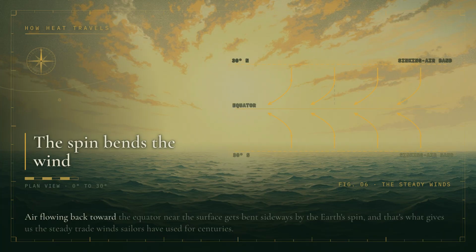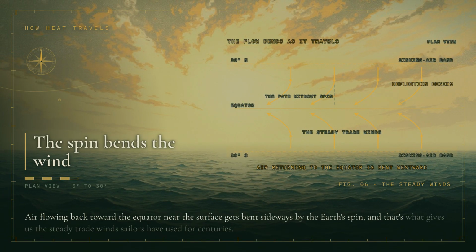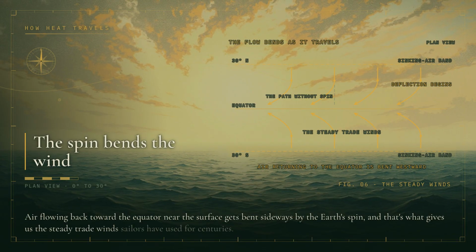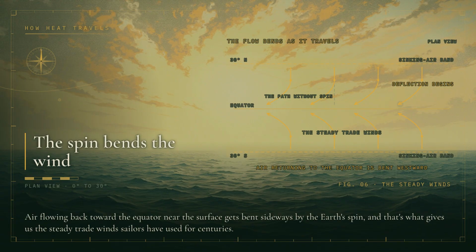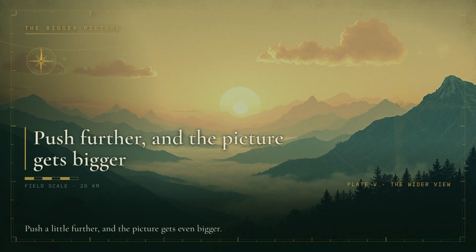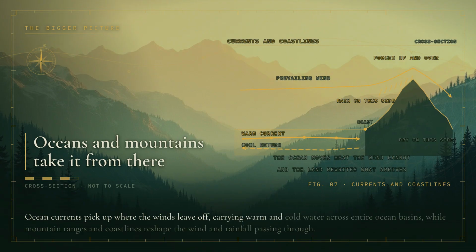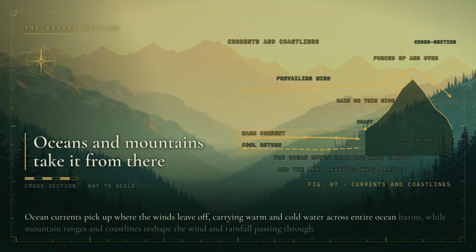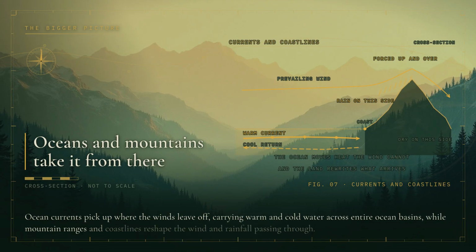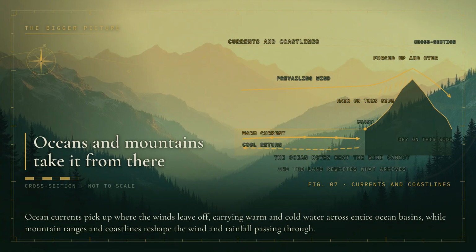Air flowing back toward the equator near the surface gets bent sideways by the Earth's spin, and that's what gives us the steady trade winds sailors have used for centuries. Push a little further, and the picture gets even bigger. Ocean currents pick up where the winds leave off, carrying warm and cold water across entire ocean basins, while mountain ranges and coastlines reshape the wind and rainfall passing through.